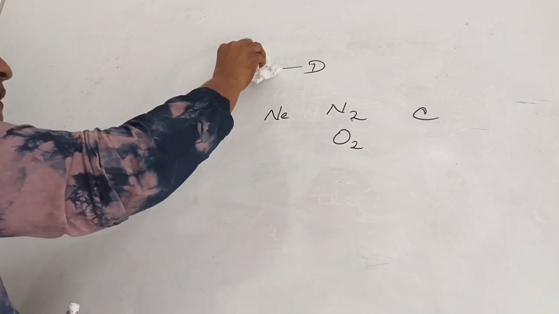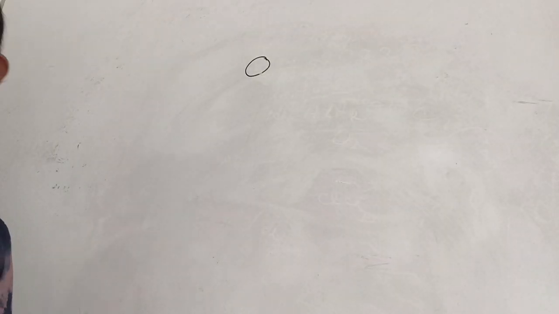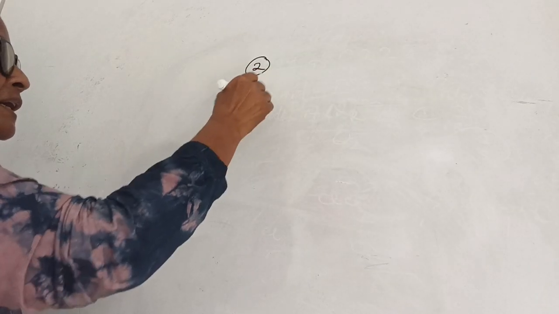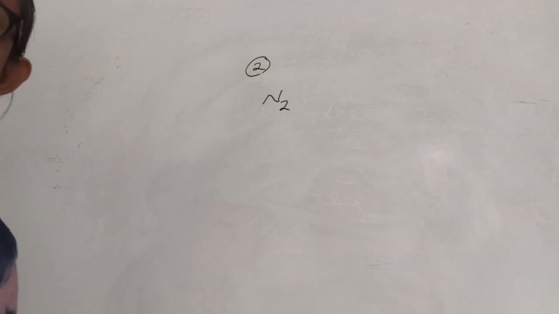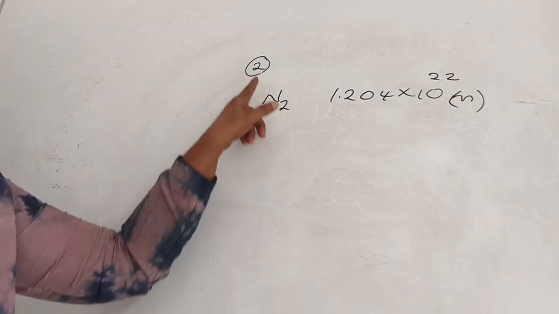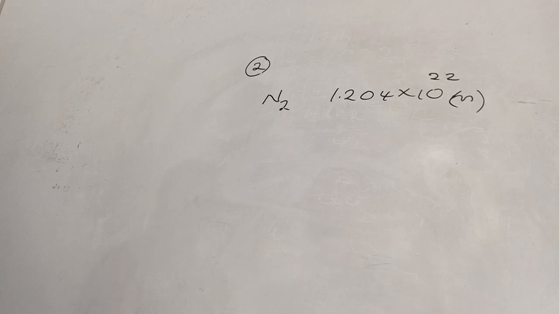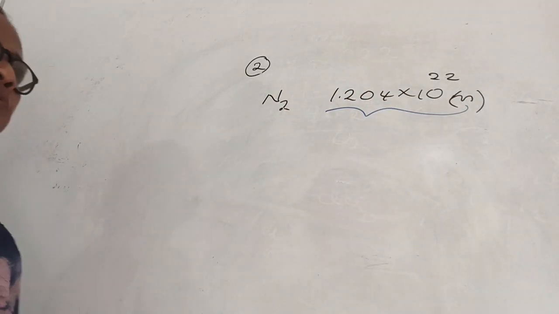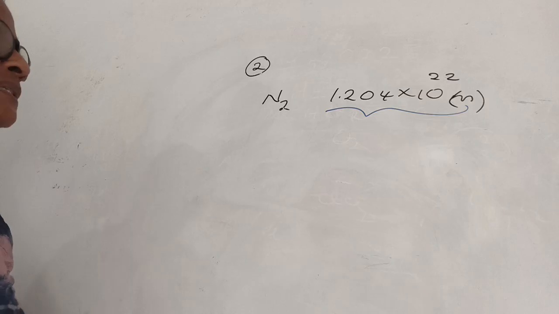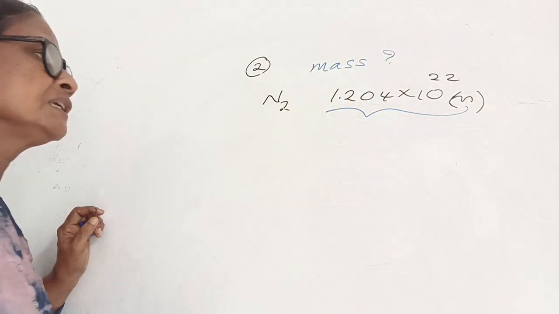Moving on to the second question, which is a calculation about nitrogen gas. It gives you the information that the nitrogen contains 1.20 times 10 to the power 22 molecules. Find the mass of this. So your question is to find the mass of nitrogen.